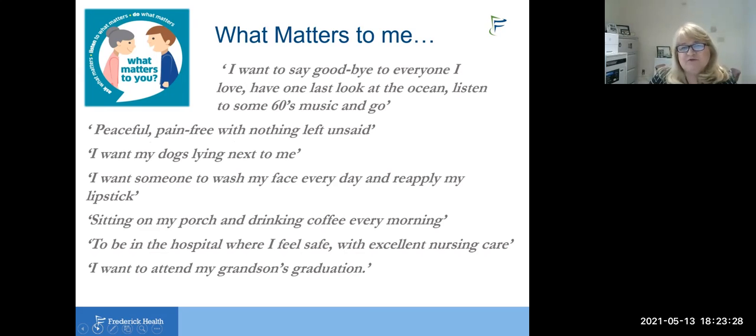Some of the things that we've learned through some of the workshops that we've had, people have said that what matters most to them is that they want to say goodbye to everyone they love, have one last look at the ocean, listen to some 60s music, and go. Others have said peaceful, pain-free, with nothing left unsaid.